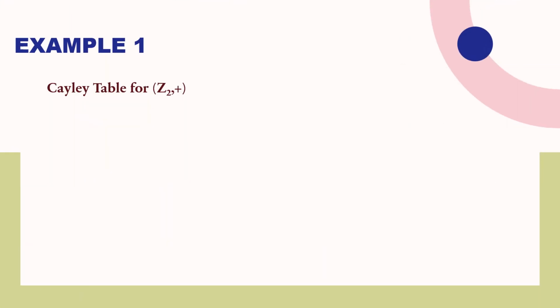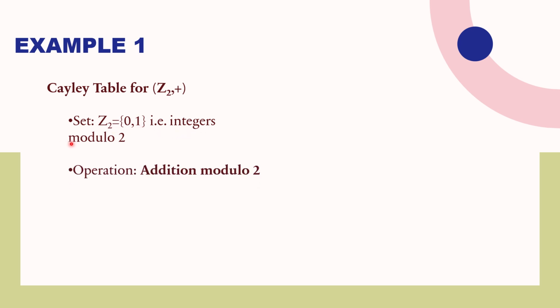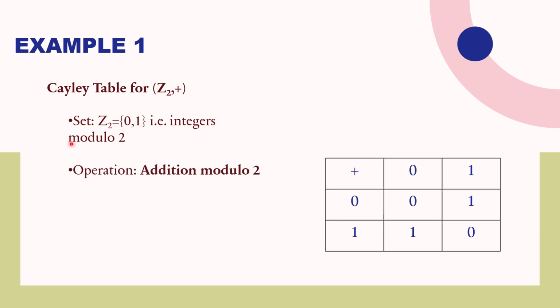We'll take a look at one of the examples. It's a very simple example, the modulo group Z2, with elements 0 and 1. Z2 means the number of elements is 2. Since the integers start with 0 and 1, that is integers modulo 2, and the operation is addition. Now this is the Cayley table for it. First we take the elements 0 and 1 in the first row, and 0 and 1 in the first column.